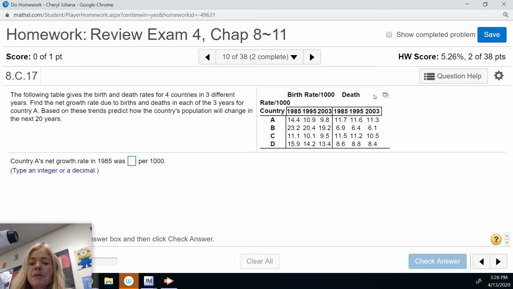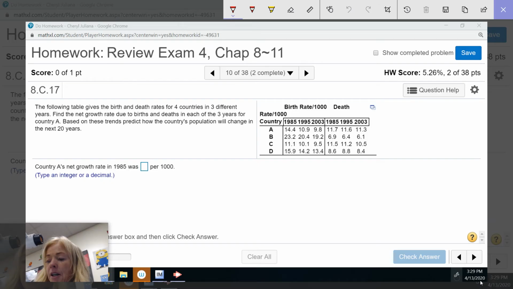So the following table gives the birth and death rates for 4 countries in 3 different years. Find the growth rate due to births and deaths in each of the 3 years for country A. So we're just looking at country A, and I'm going to just go ahead and highlight that. So we're just looking across here. And then birth and death rates. So our birth and death rates, you're going to subtract them to come up with your growth, your net growth rate.